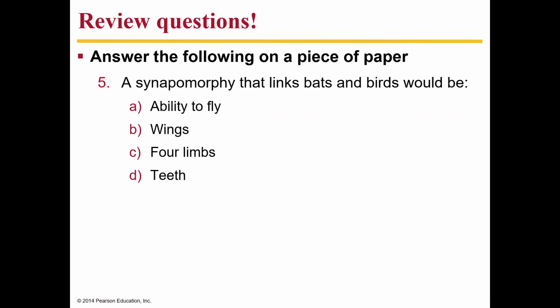Remember that synapomorphies are always homologous, so it is four limbs. That was a tricky one, but try to understand why that is. Ability to fly, it's not applied to all bats and birds. Wings actually evolve separately because it's a mammal versus a bird. But four limbs evolved first, before the branching off of mammals, reptiles, and such. Okay? All right, that's all I have.